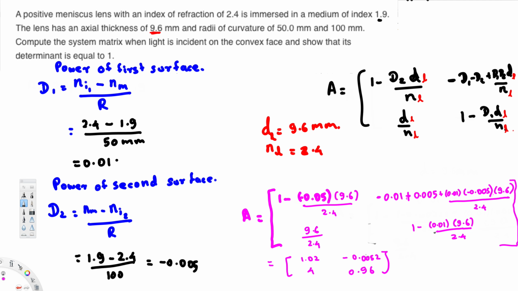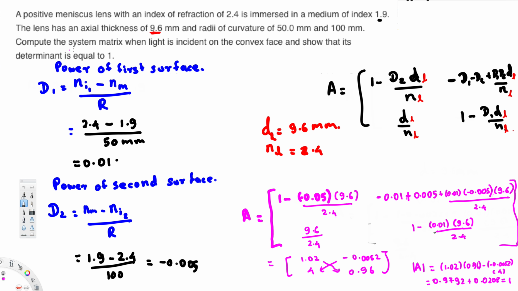And here the question is asking to show that the determinant is equal to 1. Now let's find the determinant. For a 2 by 2 matrix, you just have to calculate AD minus BC. If you do that you will get 1.02 times 0.96 minus negative 0.0052 times 4, and if you do that you will get 0.9792 plus 0.0208, and that's equal to 1. And that's what the question is asking.